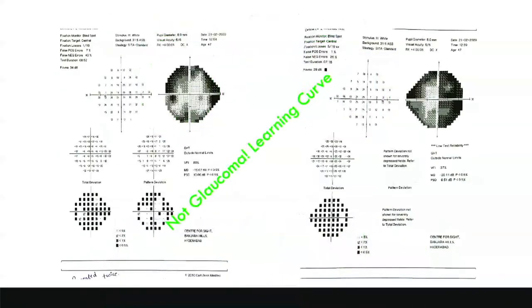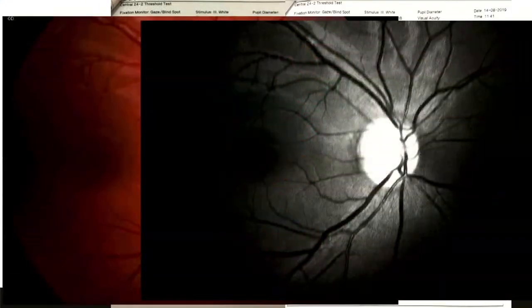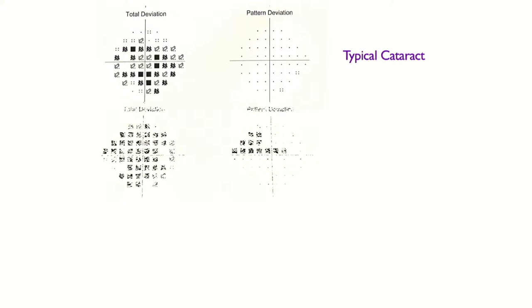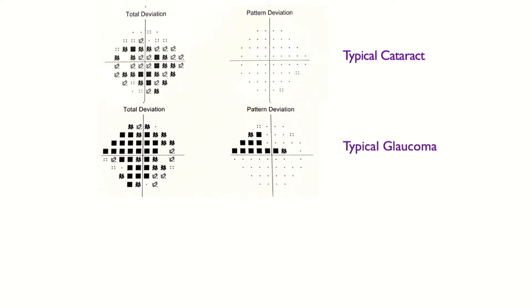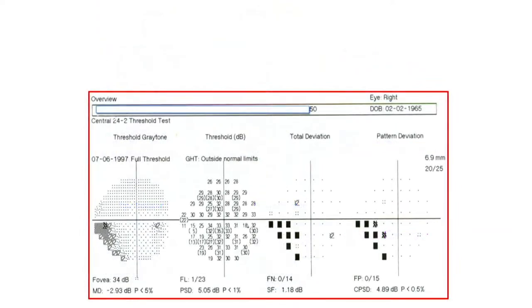I will skip a few slides now and go directly to neurological fields since I don't have time. I wanted to say the typical cataract will look like that on top. TD is definitely much more than PD, or there is no PD at all. When you have typical glaucoma, your PD will be less than TD. Please remember that. And when you have cataract and glaucoma, you have both.